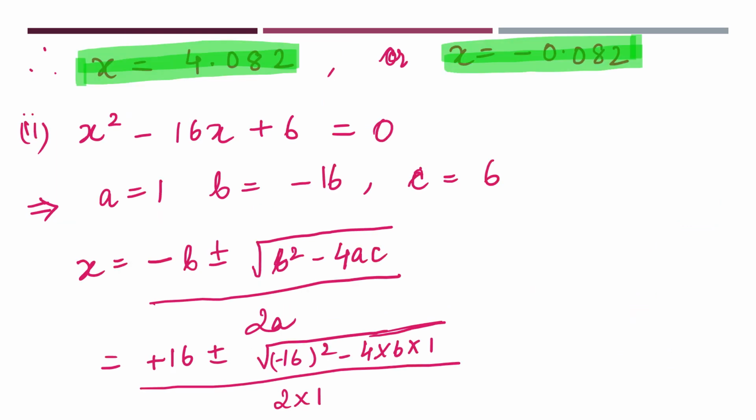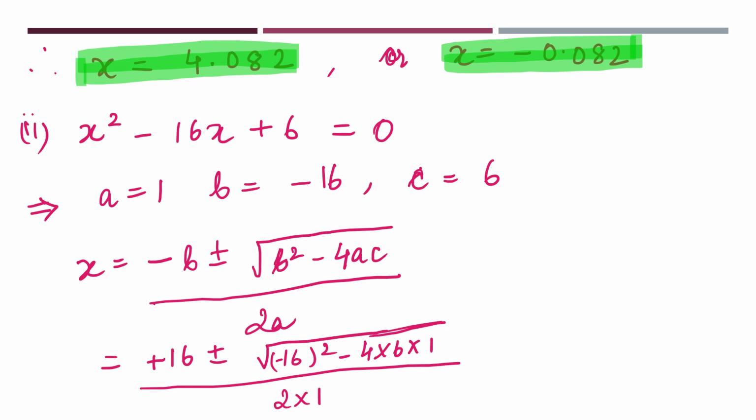So coming to the next slide, let us see what is the answer. Therefore, x is equal to 4.082, or x is equal to minus 0.082. Okay, children. Now coming to the second part of this question, where we have to find up to 3 decimal places. The second question reads as x square minus 16x plus 6 is equal to 0. Therefore, a is equal to 1, b is equal to minus 16, and c is equal to 6.